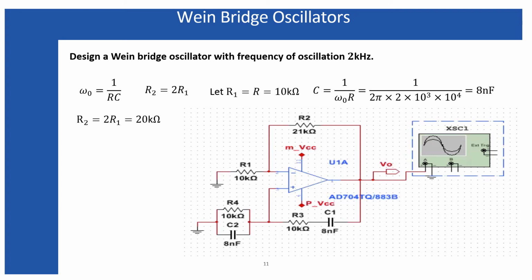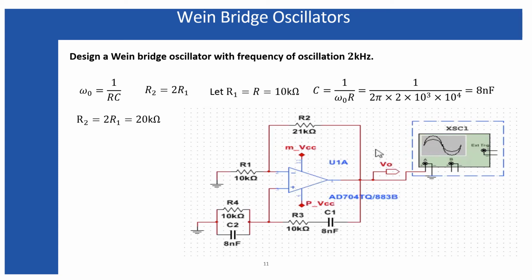The parameters that I have obtained for our Owen bridge oscillator, I have used here to simulate it. You can see R4 and R3 have the same value, 10 kilo ohm, and C1 and C2 both have 8 nanofarad values. Now R1, as I have assumed, is 10 kilo ohm, and R2 must be 20 kilo ohm, but as I told, for practical purposes we generally keep the gain a bit higher than what we obtain by calculation. That is why I use 21 kilo ohm instead of 20 kilo ohm.